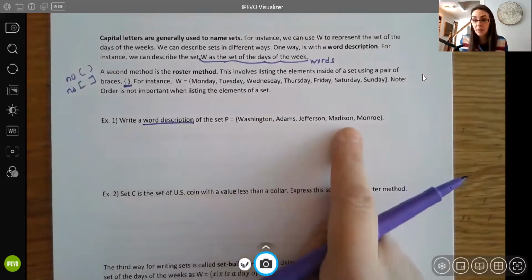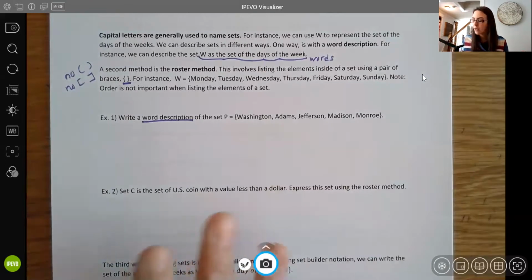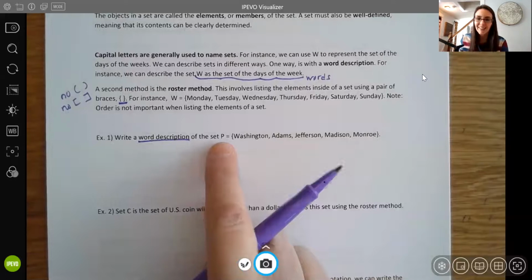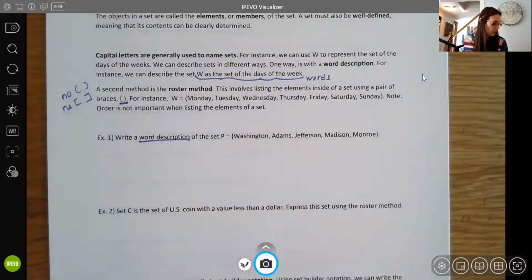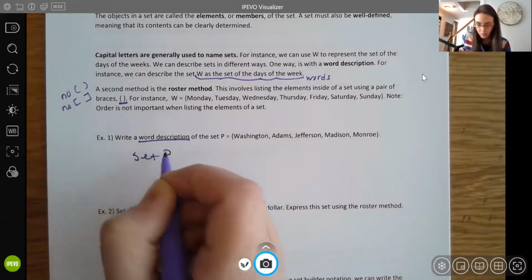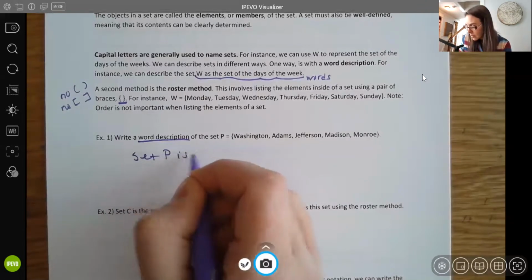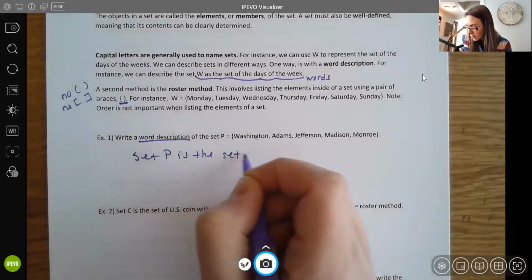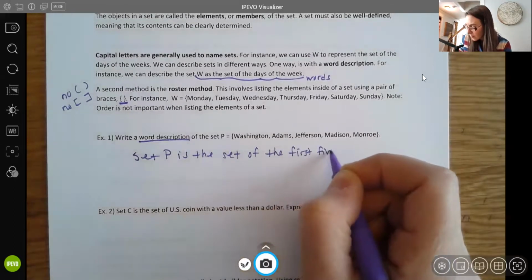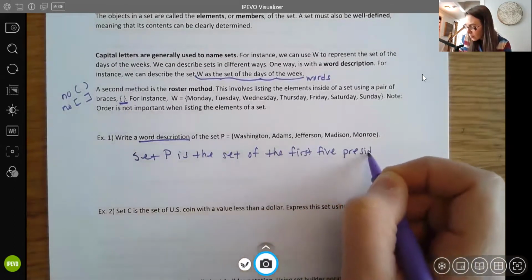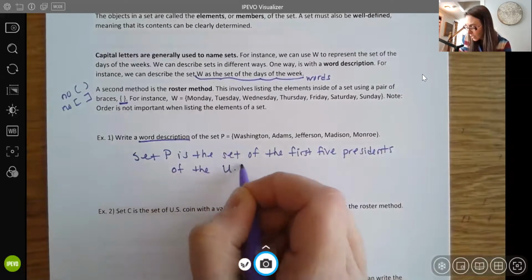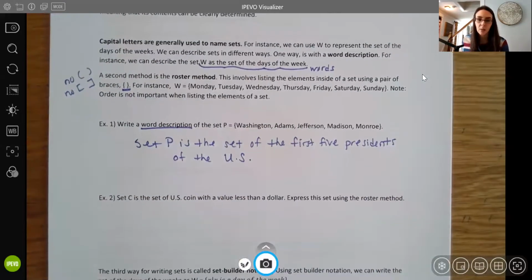If you're not as good at U.S. history, you may be kind of at a loss of what this could be, right? But they do actually have in common that they're all presidents, and that's why they're using P here, and then the first 5 presidents of the U.S. So we could say something like, set P is the set of the first 5 presidents of the United States. Okay, so we're just phrasing that set in words.